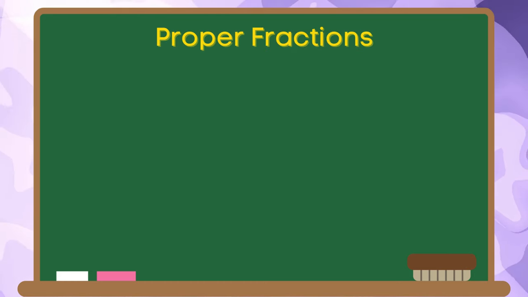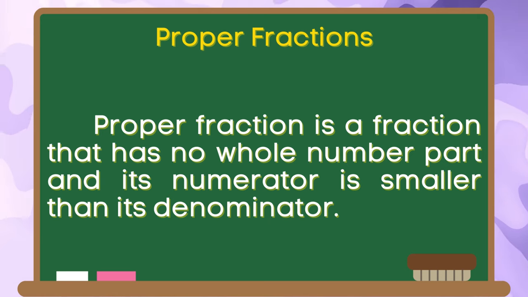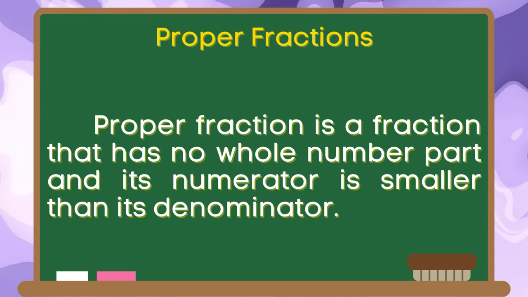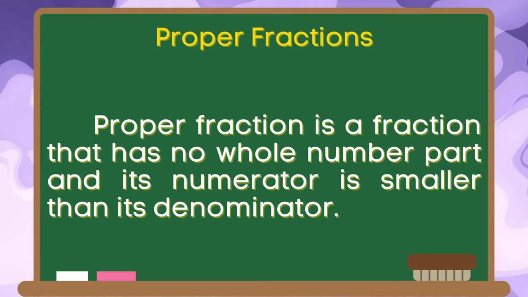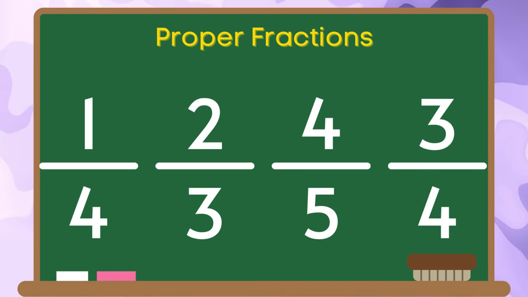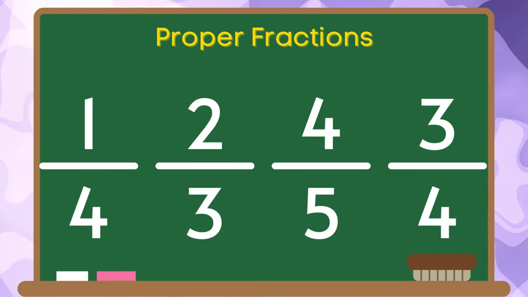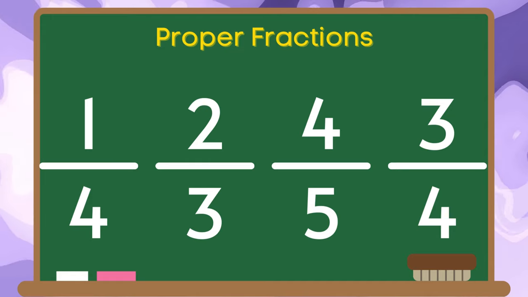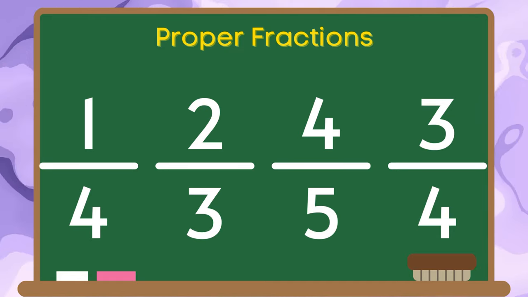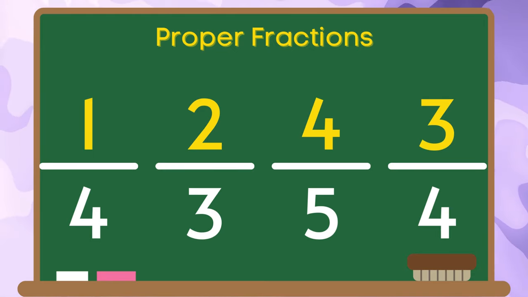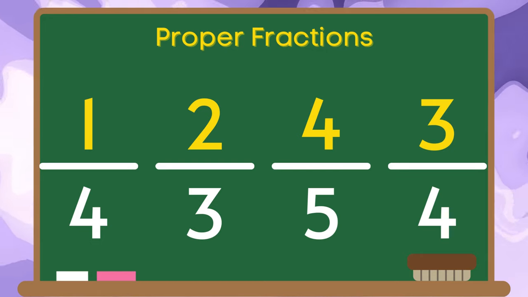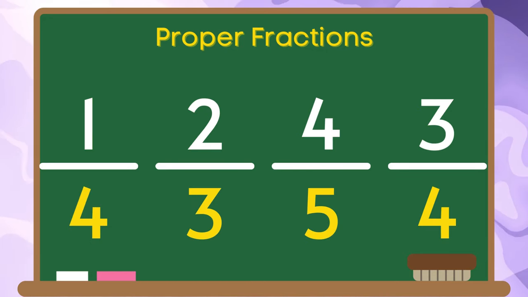Now, what are proper fractions? A proper fraction is a fraction that has no whole number part and its numerator is smaller than its denominator. These are examples of proper fractions: 1/4, 2/3, 4/5, and 3/4. As you can see, the numerators of the following fractions are smaller than their denominators.